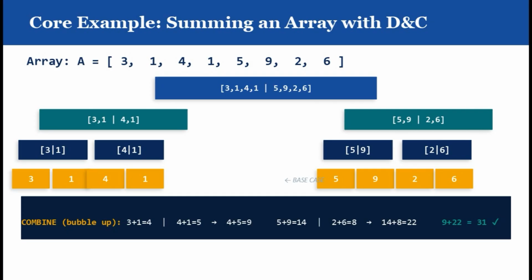3 plus 1 gives 4. 4 plus 1 gives 5. Those merge to give 9 on the left side. 5 plus 9 gives 14. 2 plus 6 gives 8. Those merge to give 22 on the right side. Finally, 9 plus 22 gives 31.